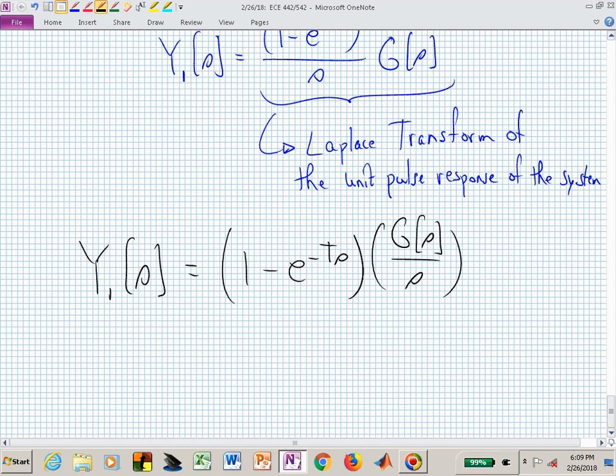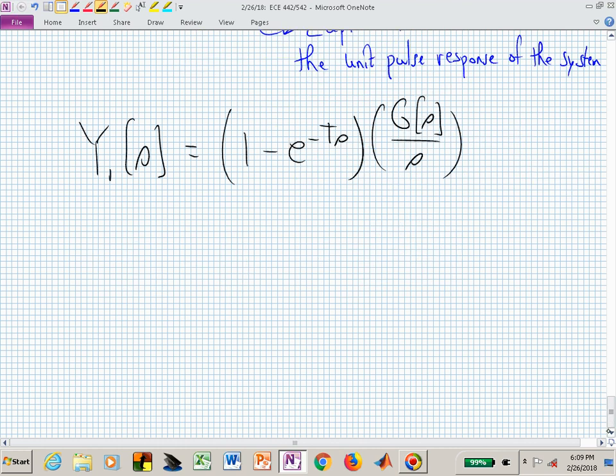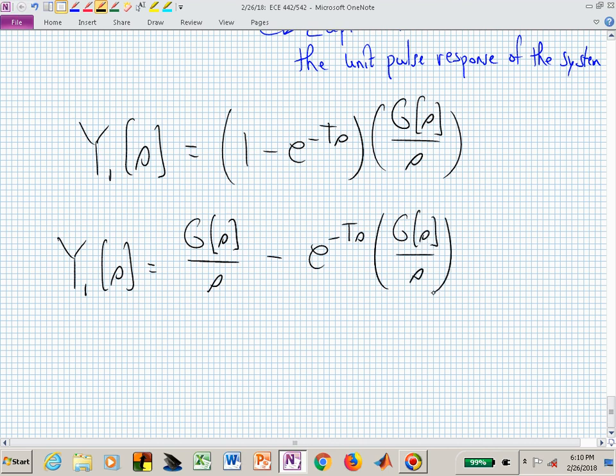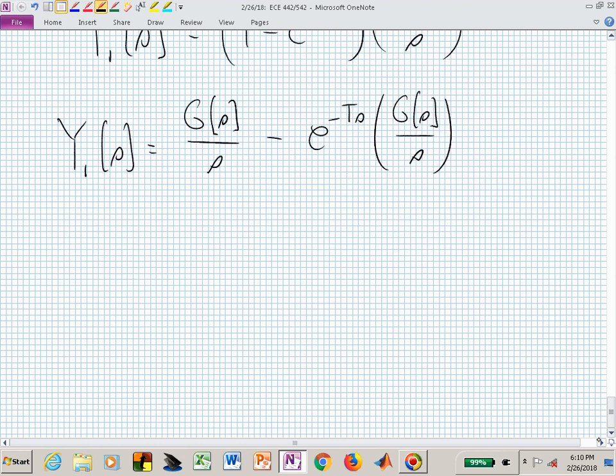How easy could this be? So now we're starting to get somewhere. Let's put all the pieces together. Now what do we have? We have capital Y sub 1 of z. We could write that in two pieces: G of s over s, minus e to the minus Ts times G of s over s. And don't get too worked up about that G of s over s. That's just putting one more pole at the origin.